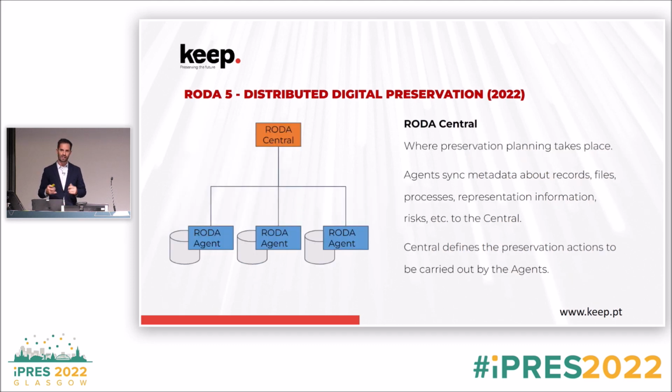This then relates to a central instance of RODA, which is meant to be controlled, for example, by the Portuguese National Archives or by a national archive, which then connects to the RODA agents in each member institution, and it's where preservation planning takes place. Metadata about records, files, processes, representation information, and risks is synchronized into RODA Central, everything except the data itself. You can then do your preservation planning, request processes for diagnosing, for action, for migration, and this is in the end carried out on the agents and reported back.